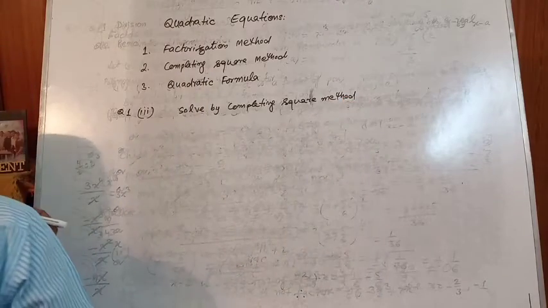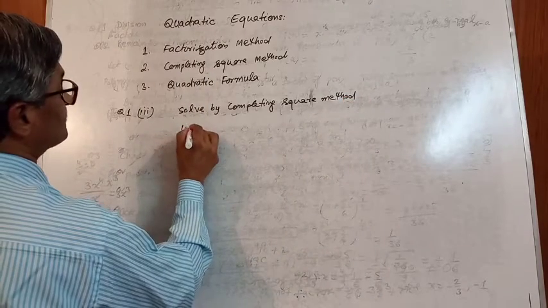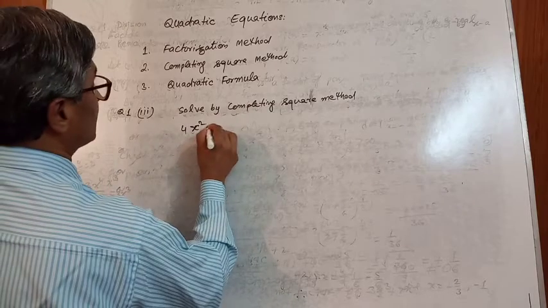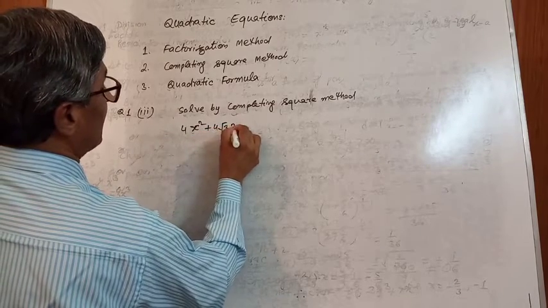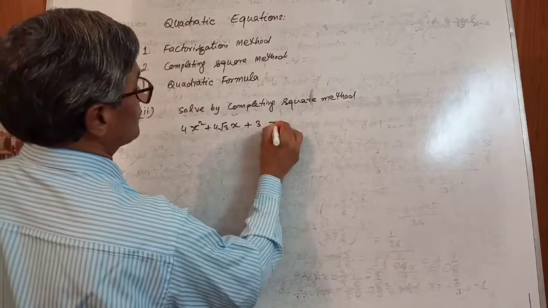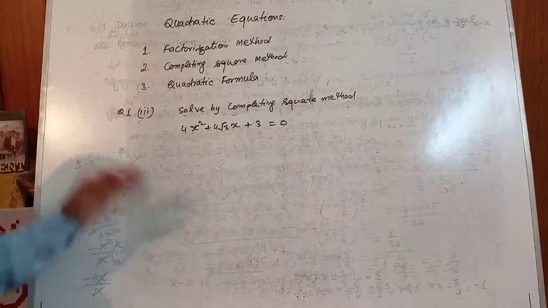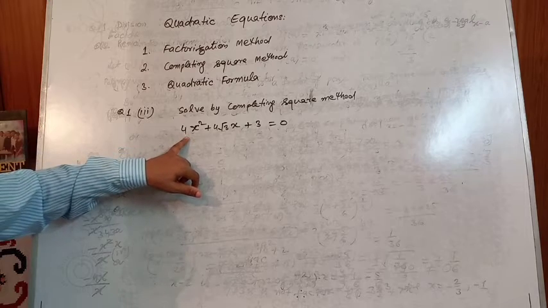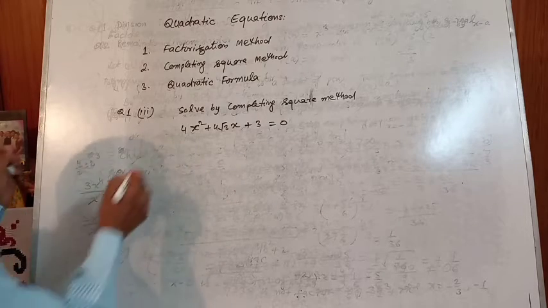Completing square method. 4x square plus 4 root 3 x plus 3 equal to 0. This is the question given. We are going to solve it. Here the coefficient is 4, so divide the equation by 4.